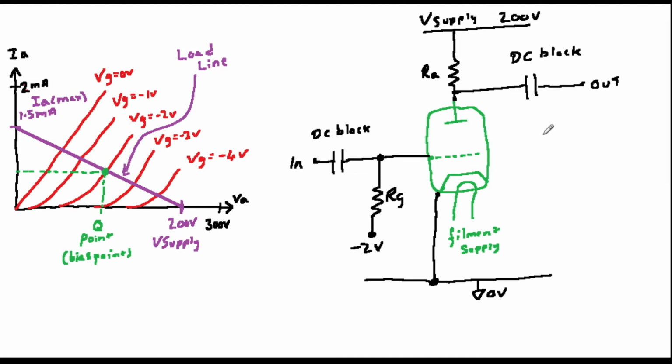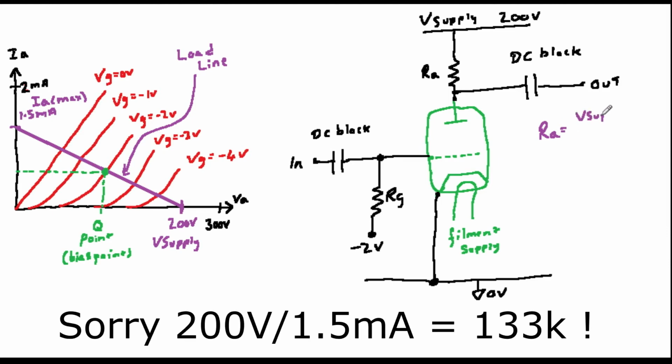The anode resistor, big RA, is given by the voltage supply divided by the maximum anode current, which in the case that we've shown in the graph is 200 divided by 1.5 milliamps, which is equal to 200 kiloohms.